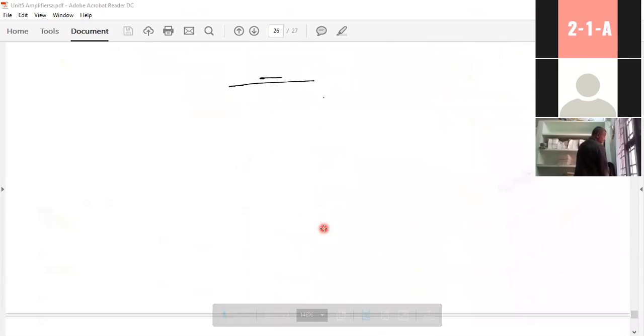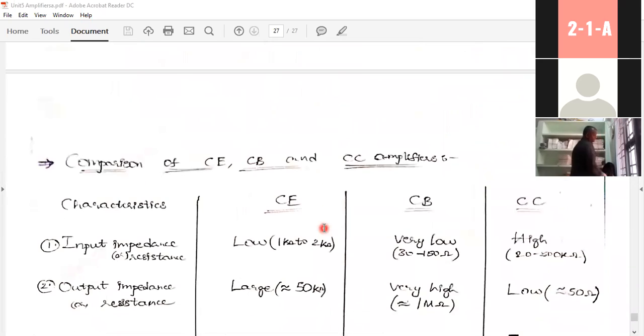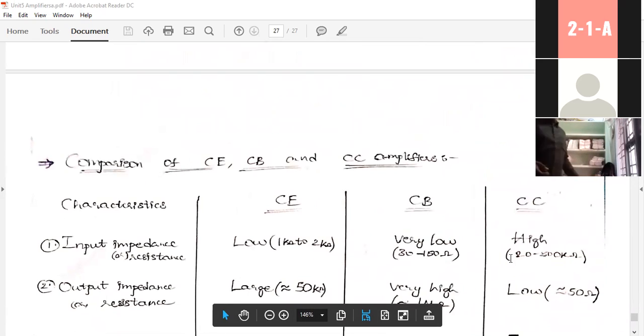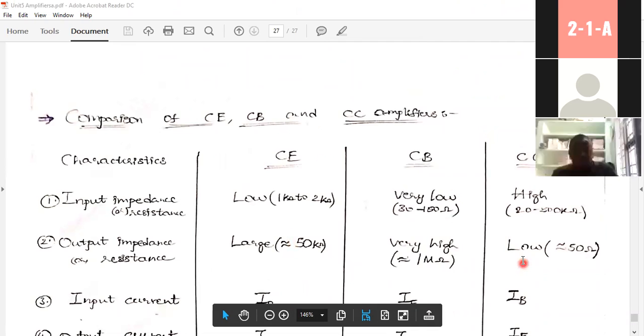Here, the comparison between common base, common emitter, common collector configuration.